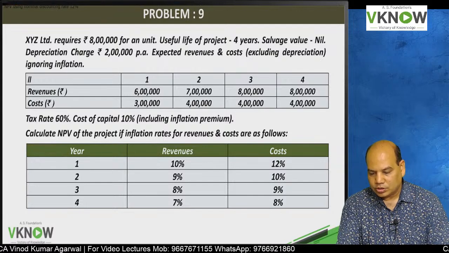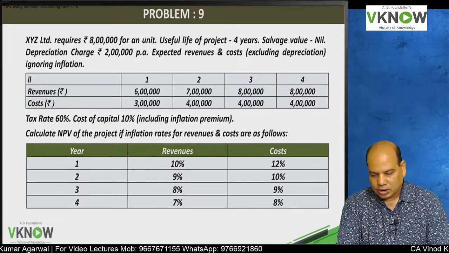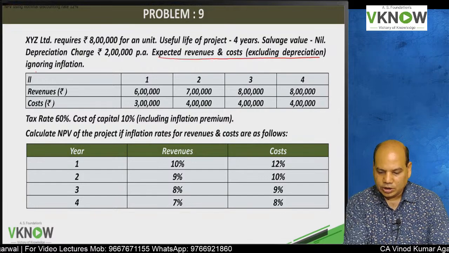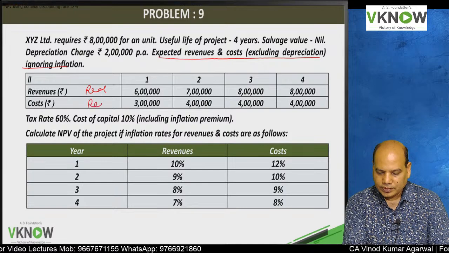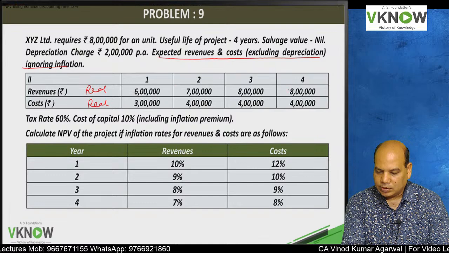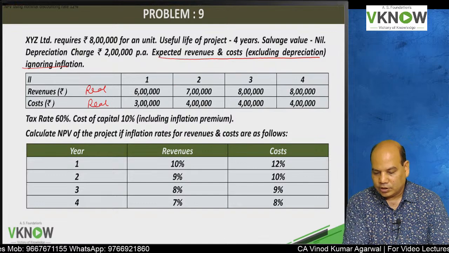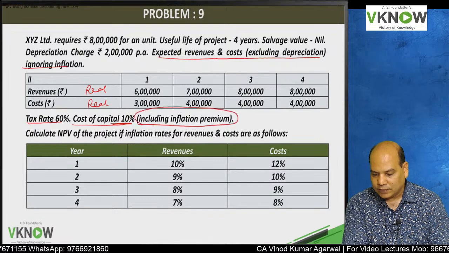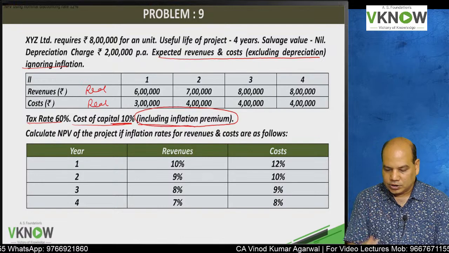Expected revenue and cost excluding depreciation and ignoring inflation. Excluding depreciation and ignoring inflation means these are real cash flows, and every year the amount is different. Cost is also different. Tax rate is 60%, cost of capital 10%, and this time they have written it carefully, that this is including inflation premium.